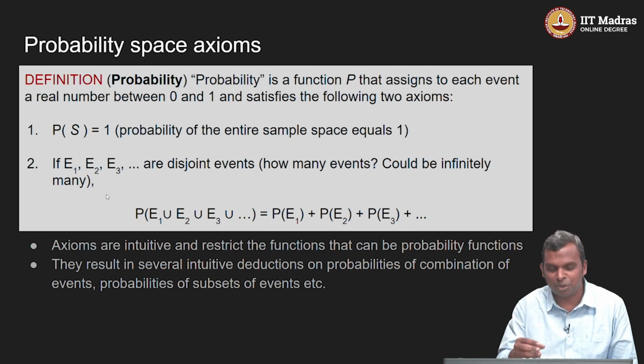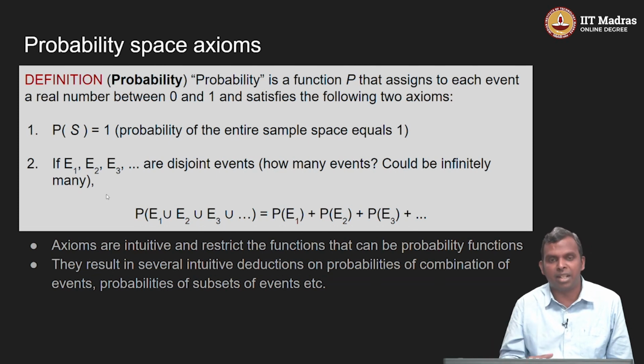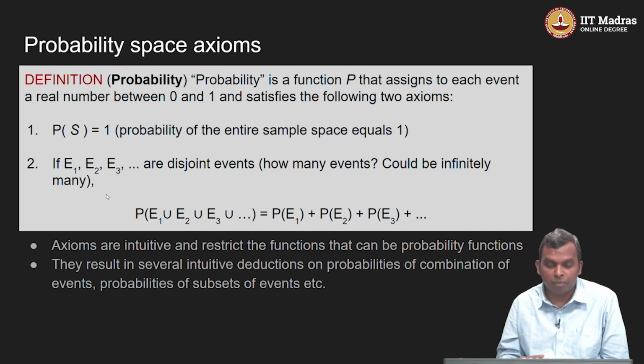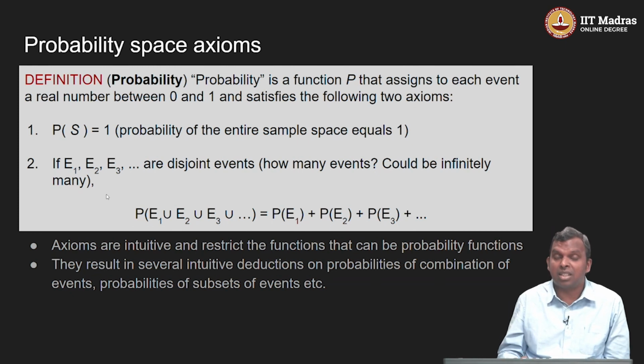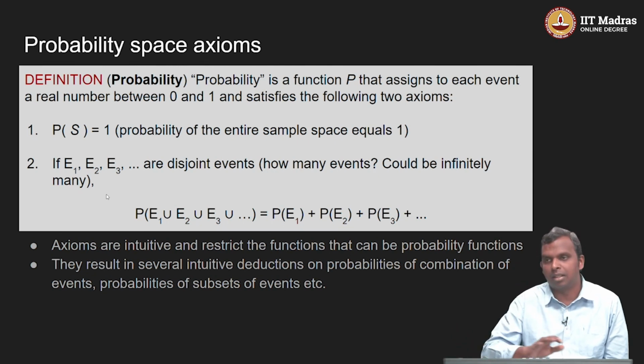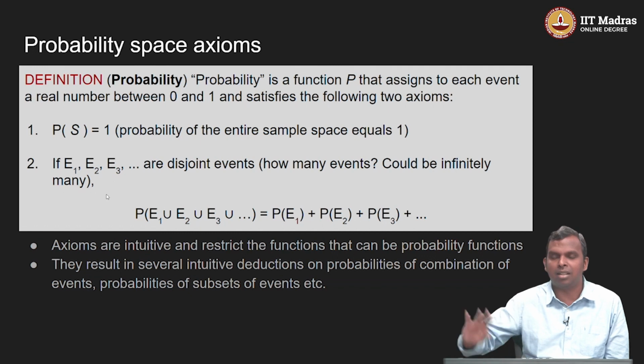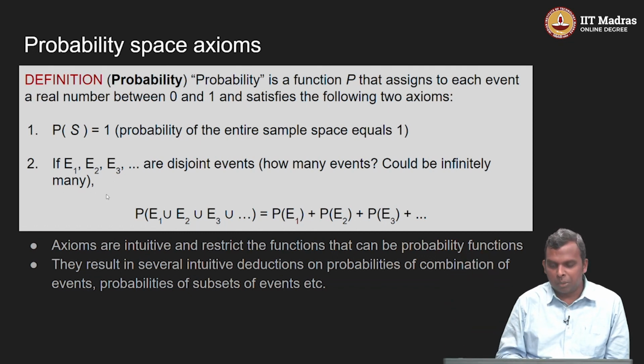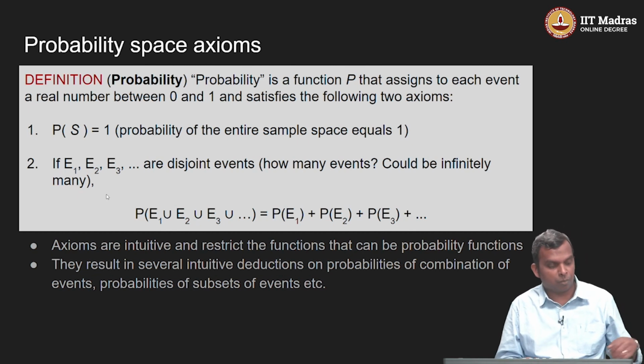Okay, so look at how this language captures the intuition. Axioms are intuitive, and they put down conditions which have to be satisfied by every probability function. If the condition is not satisfied, it's not a valid probability function. The theory will not do meaningful things after that. Okay, so we'll see how to put them to use, and it's very, very useful.